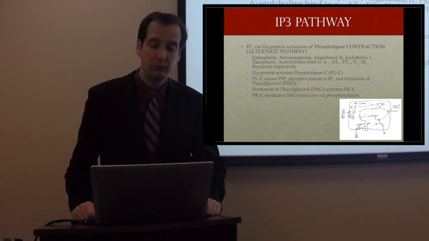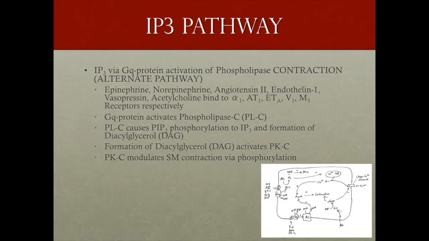There's also an alternate branch pathway through which IP3 operates. The same list of molecules attach to the respective receptors as in the last description, and again are coupled to the Gq protein, and the Gq protein activates phospholipase C. Phospholipase C causes PIP2 conversion to IP3, and as a byproduct forms DAG, diacylglycerol. DAG activates PKC, and PKC modulates smooth muscle contraction via phosphorylation.